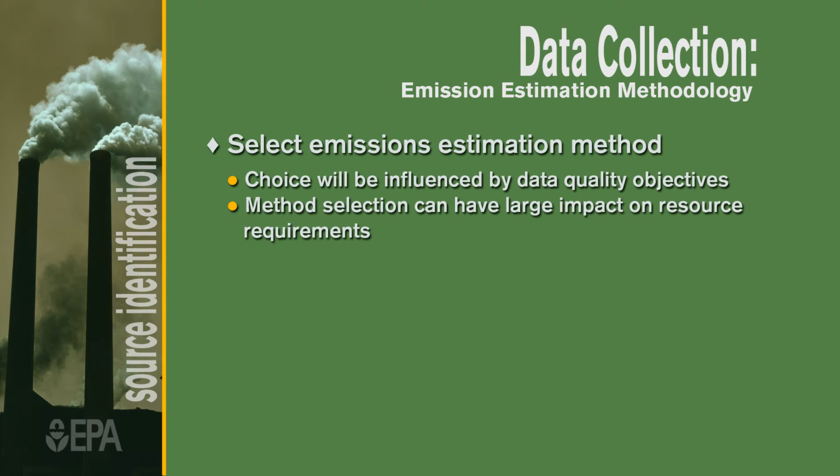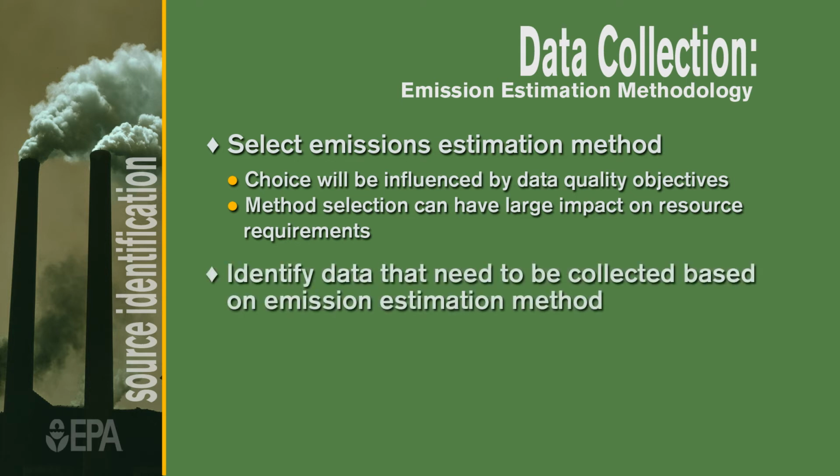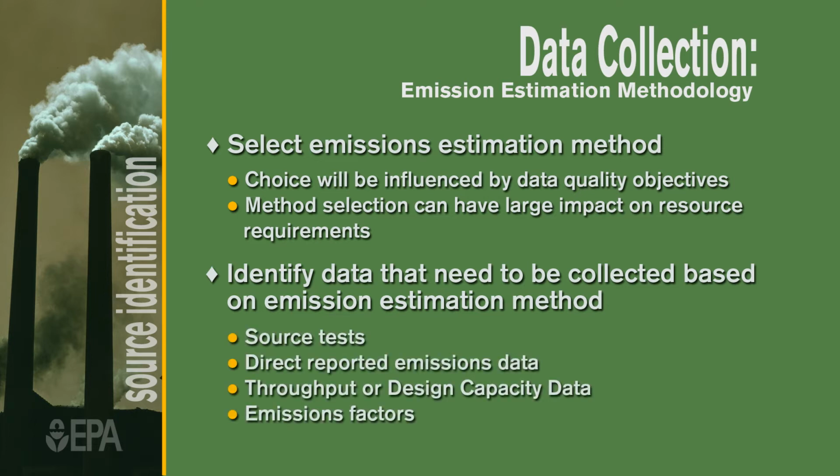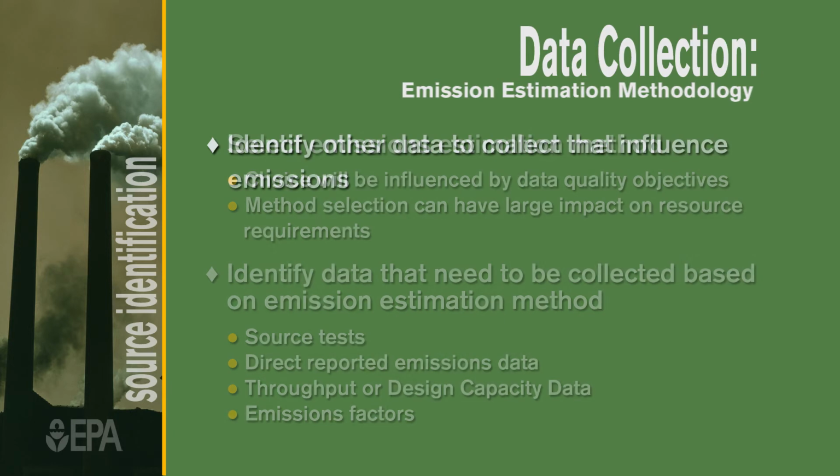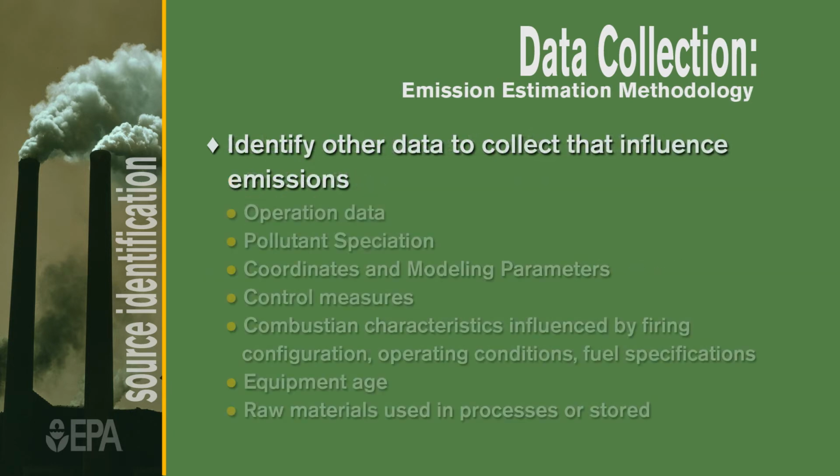Once you select your emission estimation method, then we have to identify the data that we need to collect. So what kind of data do we need? Do we need source tests, direct reported emissions data? Do we need capacity design data? If we're using emission factors, we want to see the emission factors and the throughput. We also collect other data that are needed for modeling.